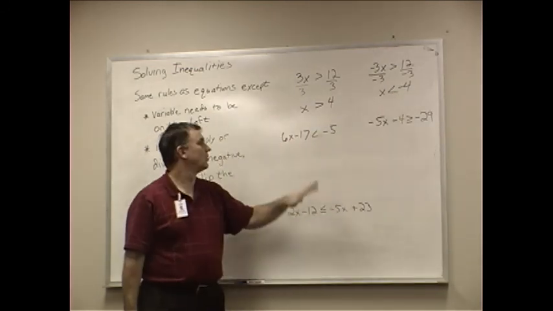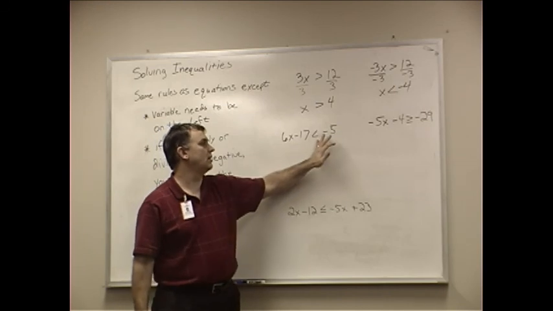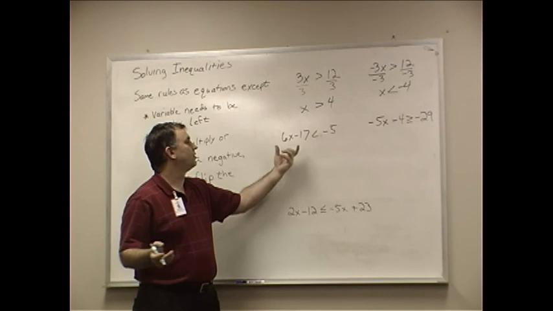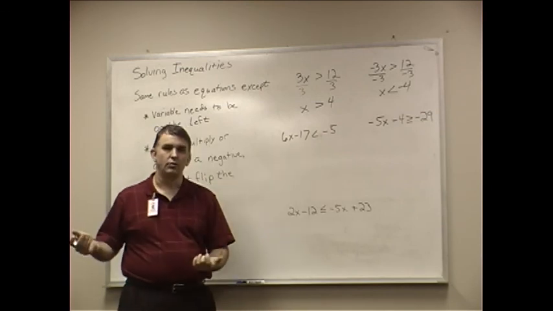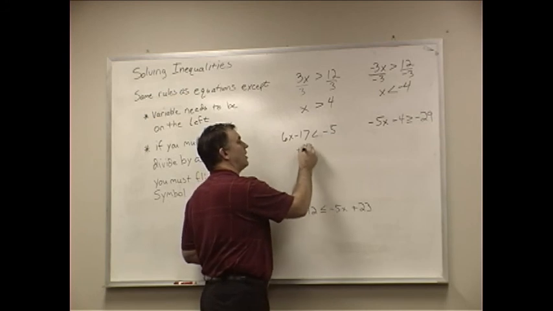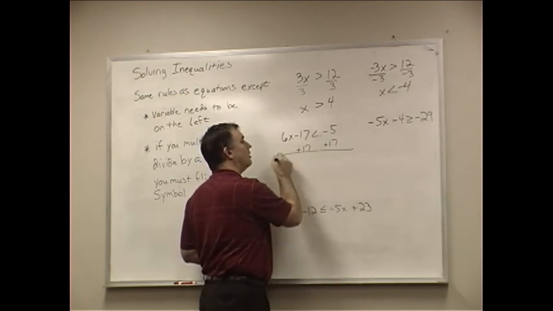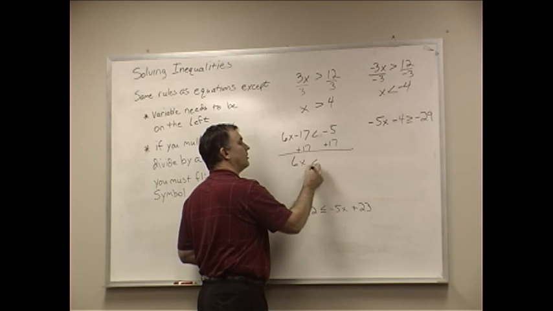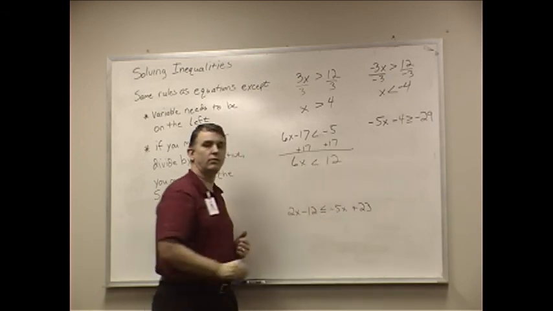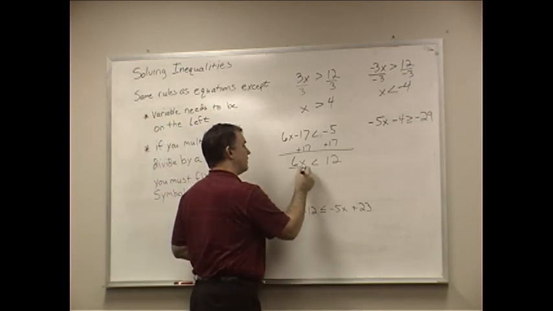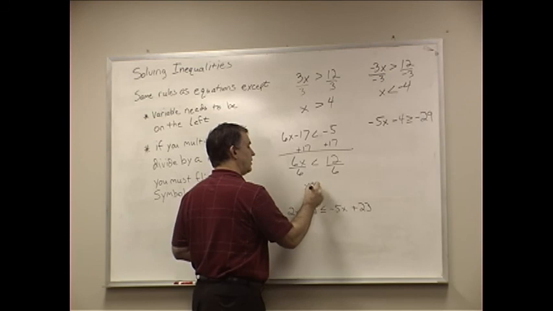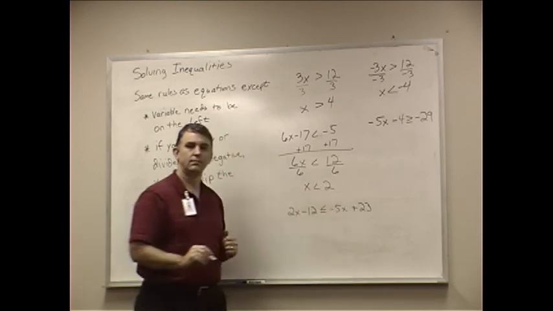All right. 6x minus 17 is less than negative 5. So this has 2 steps. This is a regular 2-stepper. I've got to get rid of the minus 17, so I'm going to add 17 to both sides. So I get 6x less than negative 5 plus 17, that's positive 12. I'm going to divide by 6, divide by 6. x is less than 2.